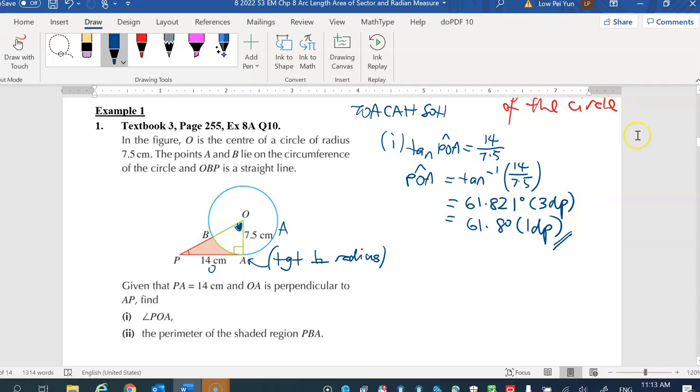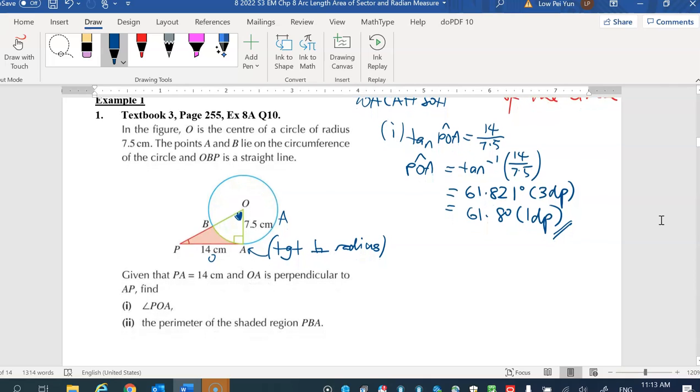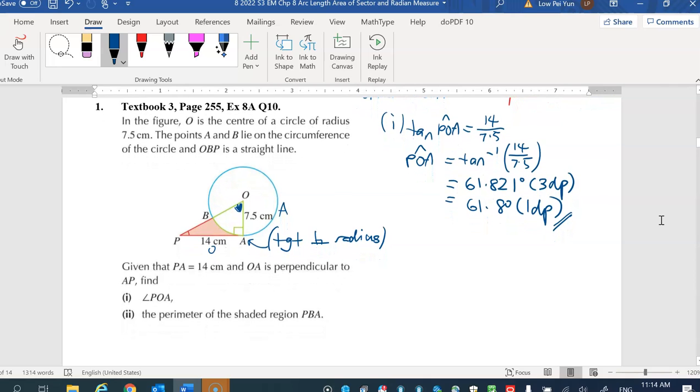Now part 2, I need to find the perimeter of the shaded region PBA. So in order to find the perimeter, we have to know the arc AB. Okay, so let me be clear. In order to find the perimeter, now let's break it down. We need to find arc AB. Okay, this is the application of what we have discussed earlier. And then I need to add in the length AP, which I have, which is the 14 cm, and I need to also add in the length PB.